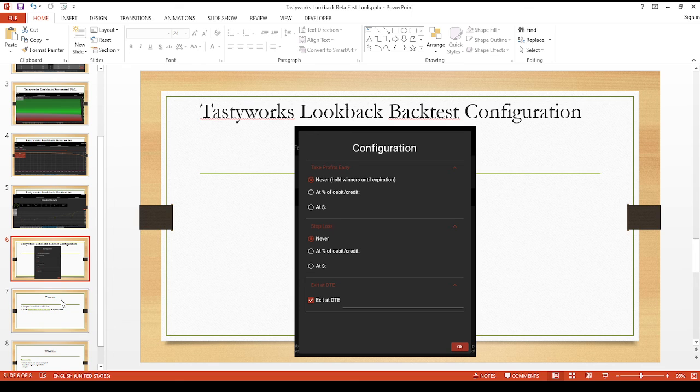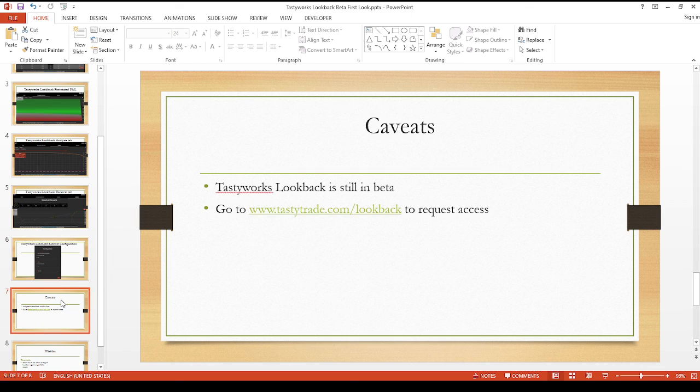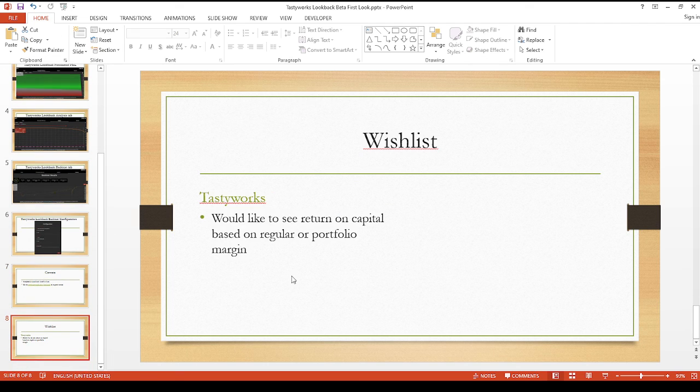Of course, this is still in beta. They're asking for feedback, and if you want to play with this yourself, you can go to tastytrade.com/lookback, and Dr. Data will send you another link to the actual beta site so you can play around with it yourself. I'm really excited for this. I would like to see return on capital metrics, and maybe also whether you're on regular margin or portfolio margin.